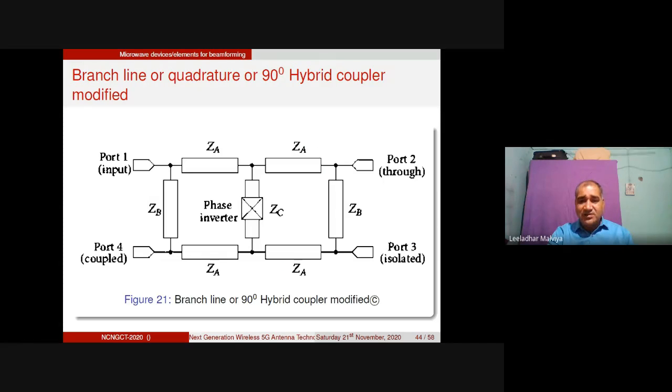Now look at a certain modification here. A phase inverter is used at the center here. The phase inverter is nothing but a quarter wave section, right?